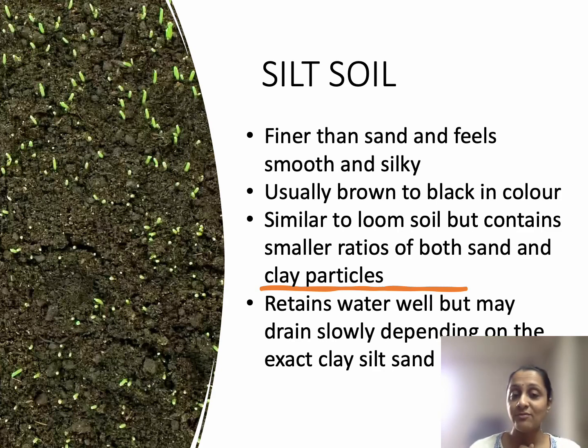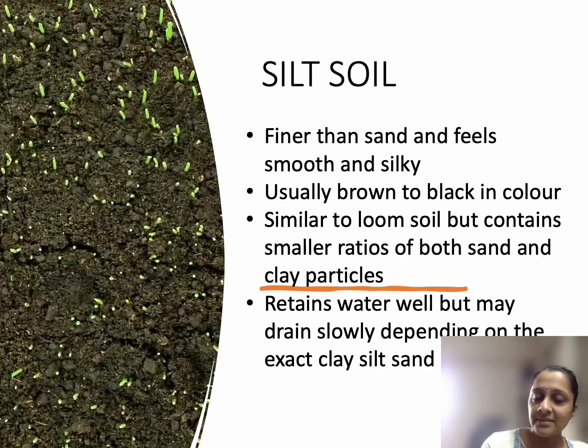If you have gone to a nursery to buy some plants, and you have talked with the gardener, you will see that they use silt soil because it is very, very fertile. It is found near the deltas. Alluvial soil, you must have studied all these things in your SS. Silt soil is present there. It is very similar to loam soil but contains smaller ratios of both sand and clay particles. It retains water well but may drain slowly depending on the exact clay, silt, sand composition.